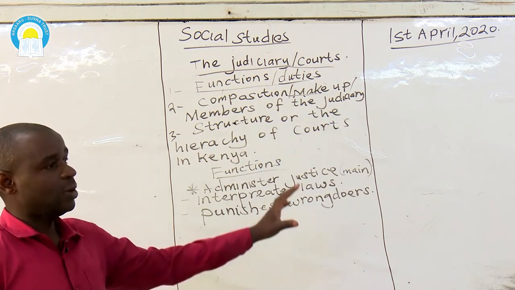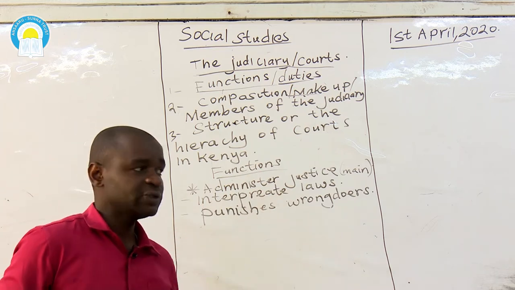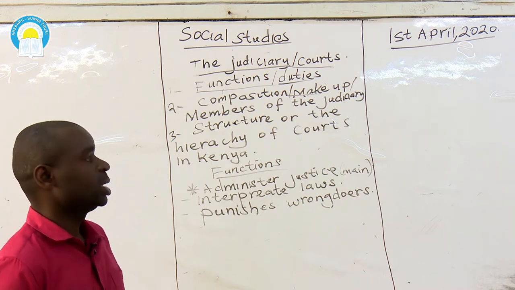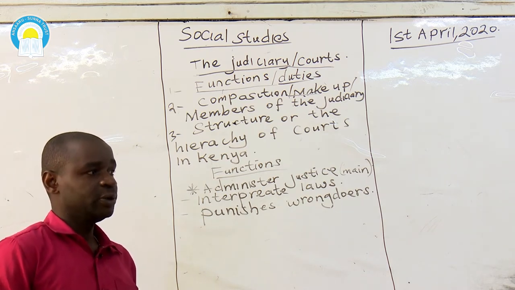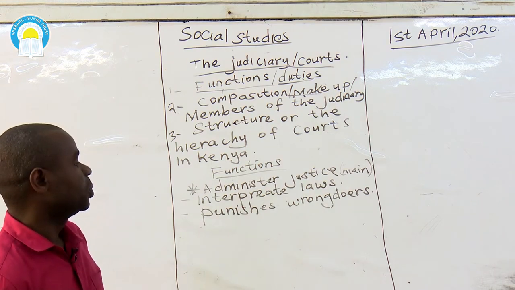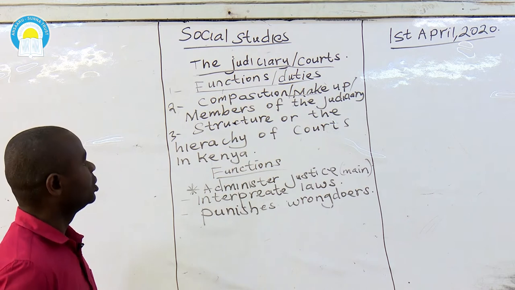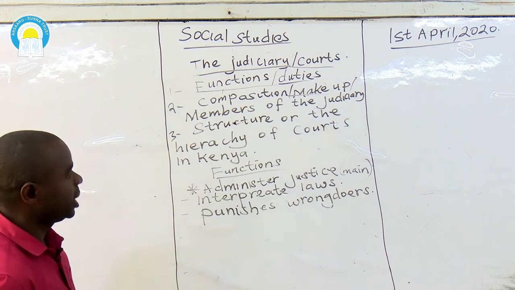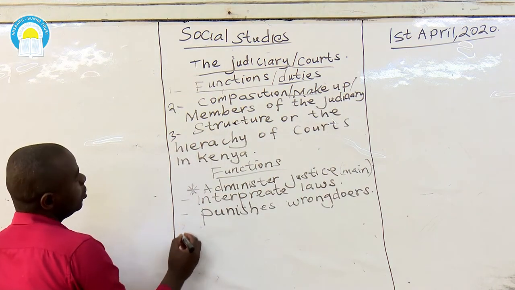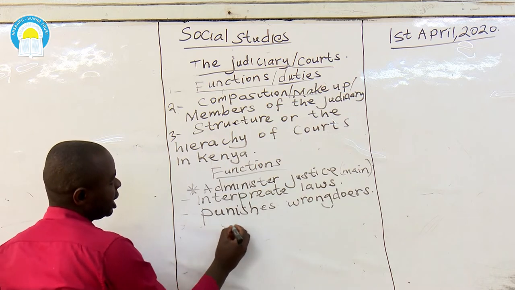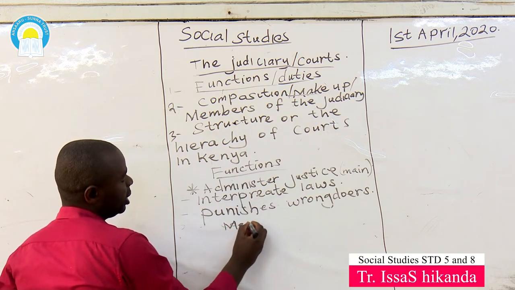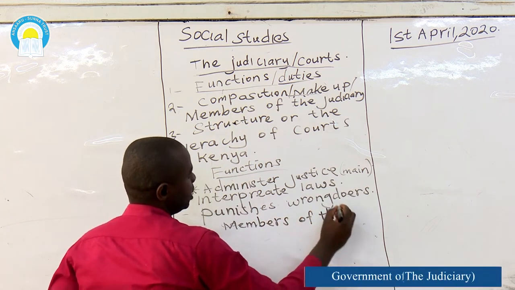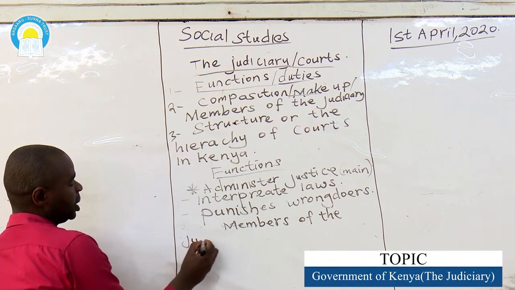So my dear learners, I want to make it clear that the police officers have no power to punish, or rather they have no authority to punish criminals. It is the work of the courts, which fall under the judiciary. So on that note, I'm done with number one, the functions or the duties of the judiciary. Allow me now to look at number two, where I said we must now look at the composition or the members of the judiciary. So the composition or members of the judiciary.